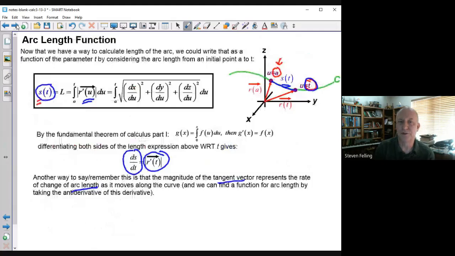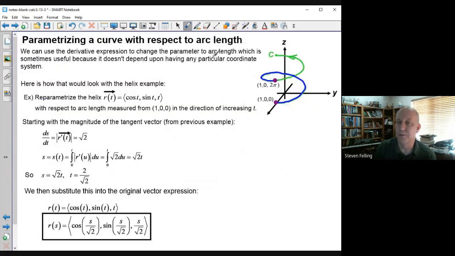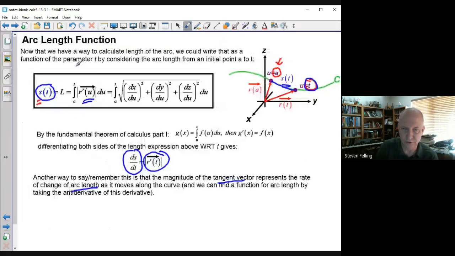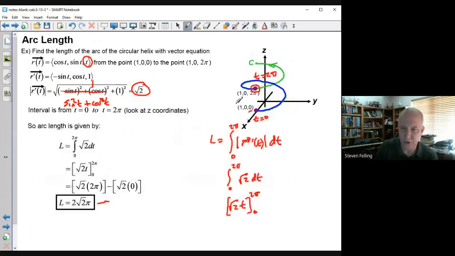We can use the derivative expression to change the parameter to be a parameter of the arc length. So right now, when we do the integral, let me go back to the one we did. Okay, so when we did this integral, let me use a different color here, we were integrating with respect to t. And that means that we're integrating up little pieces with respect to as t is changing. Okay, but t is not necessarily changing in an even way as we go along the parameter.